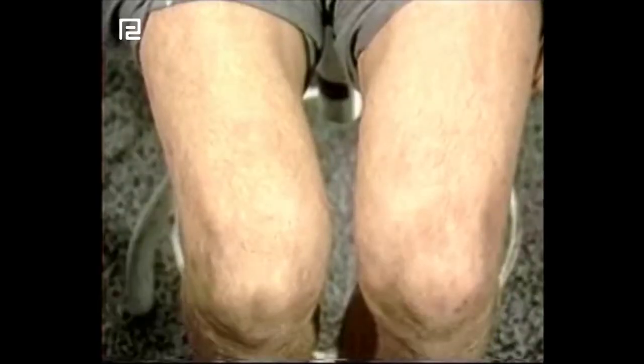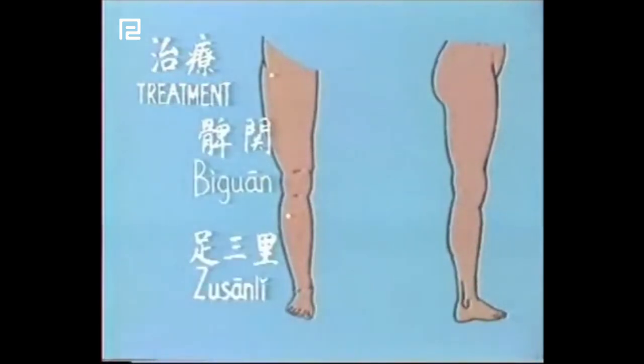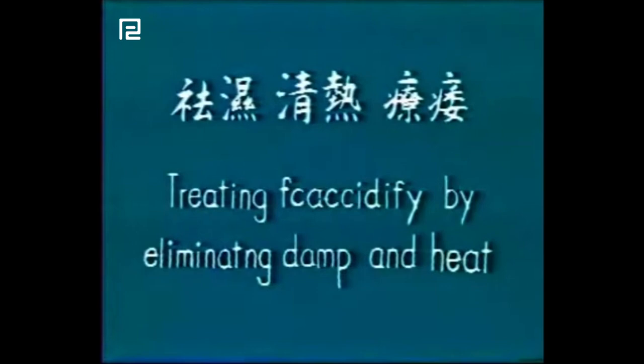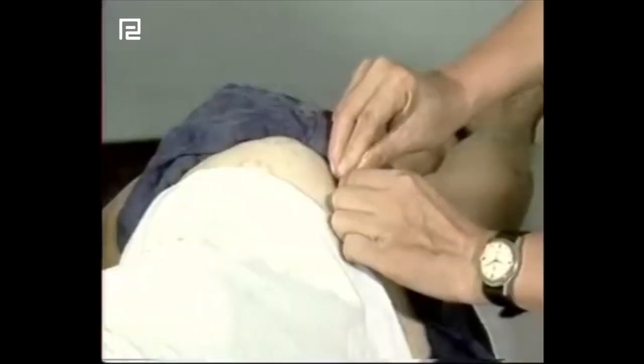Two, damp heat type, or the Wei syndrome in the right lower extremities. Symptoms accompanied are heaviness, abdominal distension, soreness and painfulness of the lumbar region, a bitter taste in the mouth with sticky, burning, and red urination, a soft and rapid pulse, and a yellow and greasy tongue coating. Treatment: Biguan, stomach 31, Zusanli, stomach 36, Huantiao, gallbladder 30, and Xuanzhong, gallbladder 39. This prescription can eliminate dampness, disperse heat, and cure flaccidity.